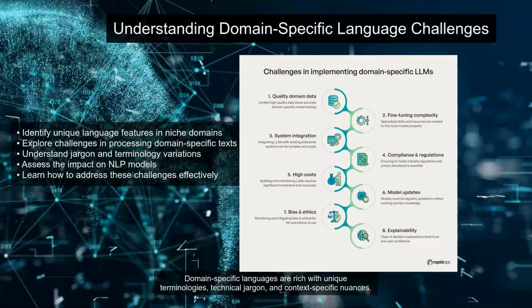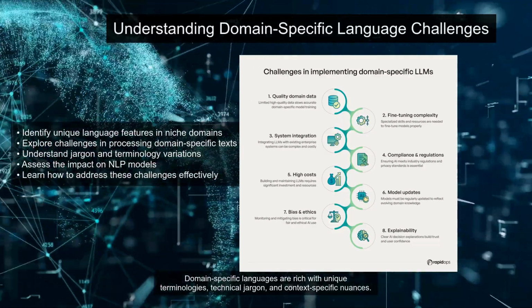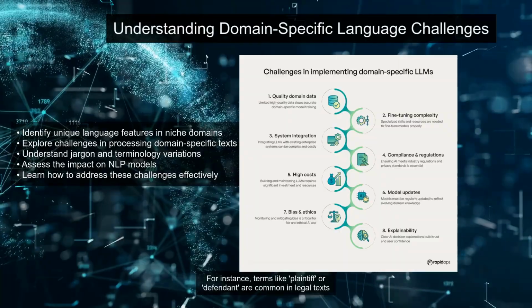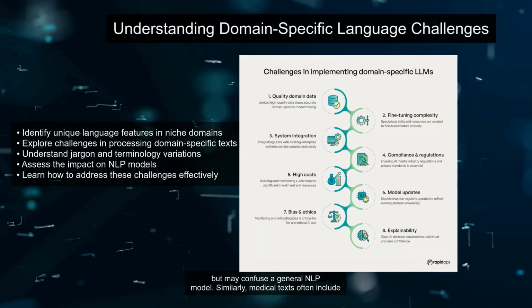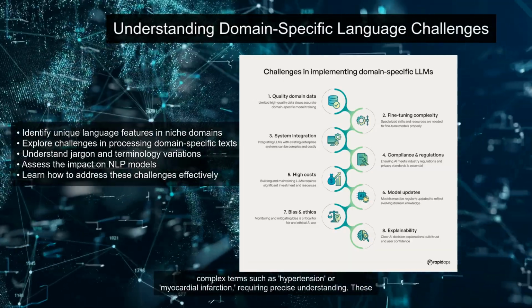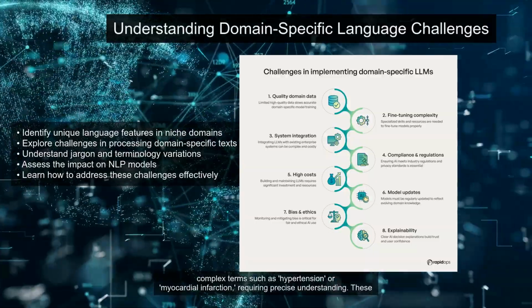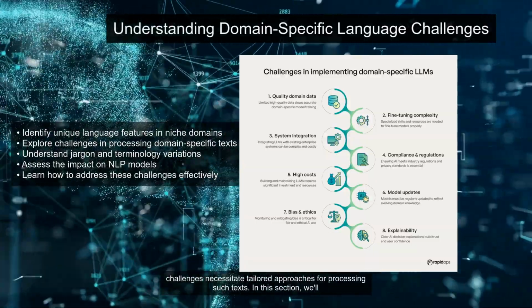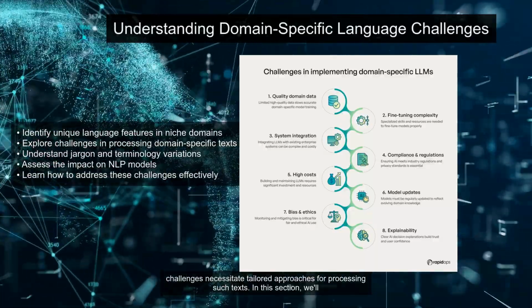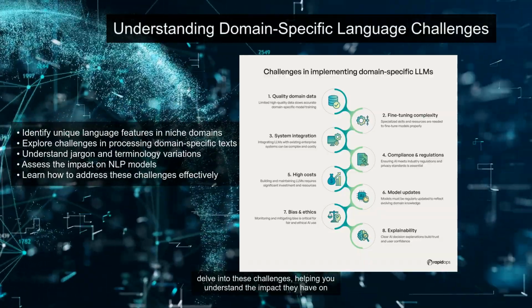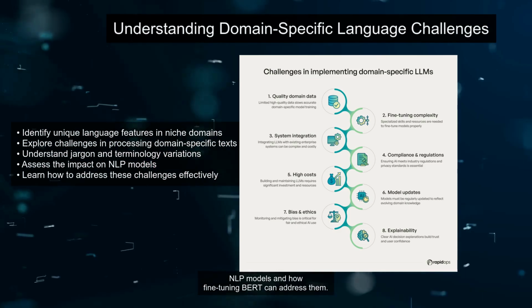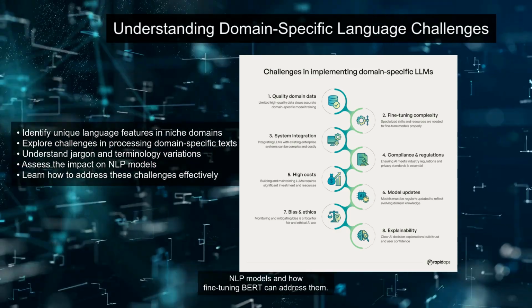Domain-specific languages are rich with unique terminologies, technical jargon, and context-specific nuances. For instance, terms like plaintiff or defendant are common in legal texts but may confuse a general NLP model. Similarly, medical texts often include complex terms such as hypertension or myocardial infarction, requiring precise understanding. These challenges necessitate tailored approaches for processing such texts. In this section, we'll delve into these challenges, helping you understand the impact they have on NLP models and how fine-tuning BERT can address them.